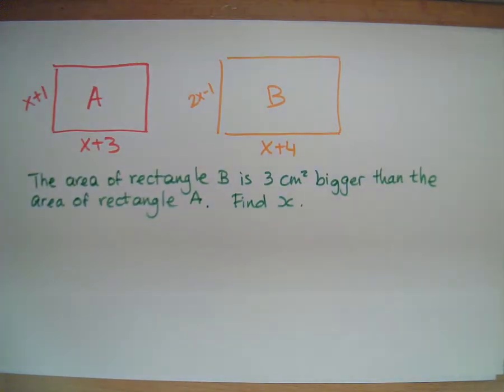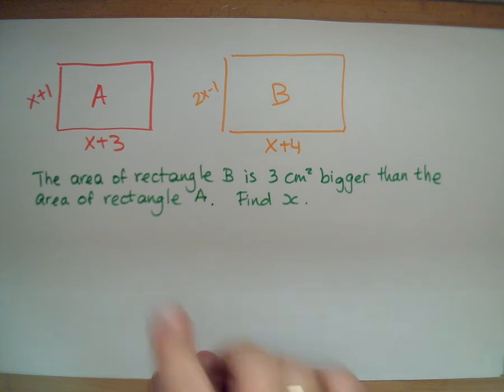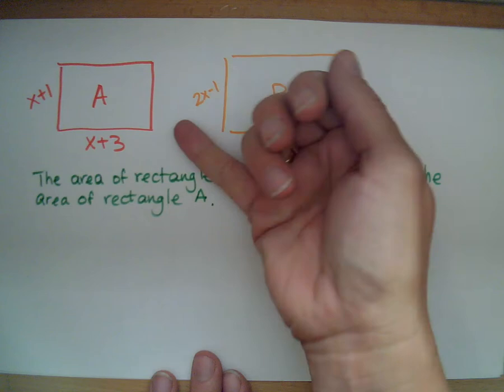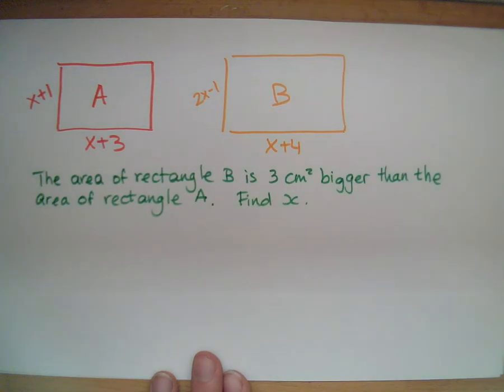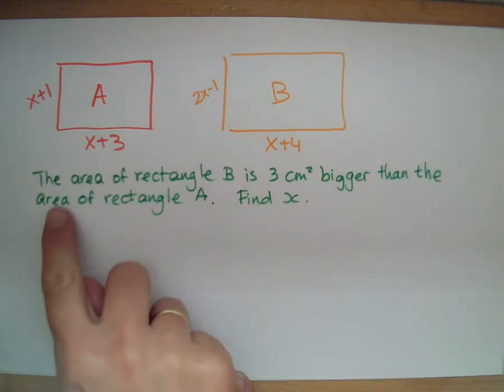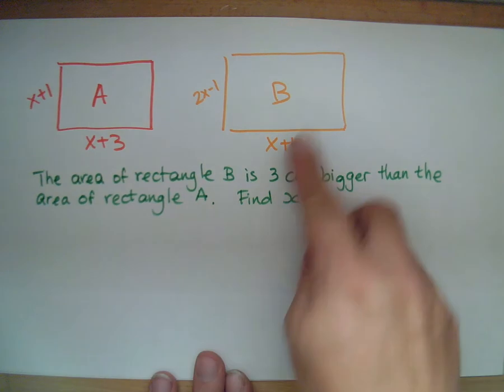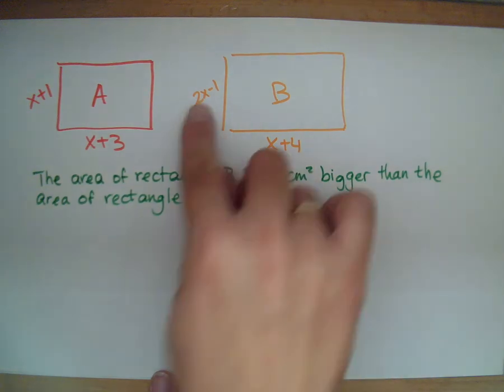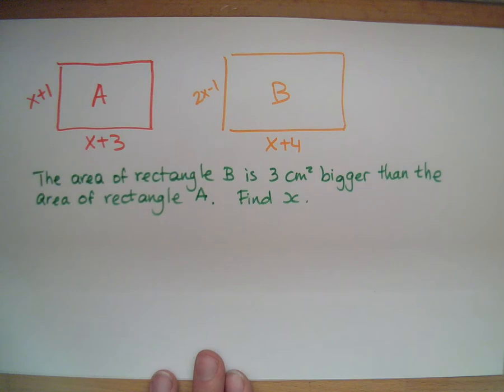So the first one, we have two rectangles, A and B. These are the lengths of the sides. They're expressed using x. And we're being told that the area of rectangle B is 3 square centimeters bigger than the area of rectangle A. We're being asked to find the value for x that would make all of this true.